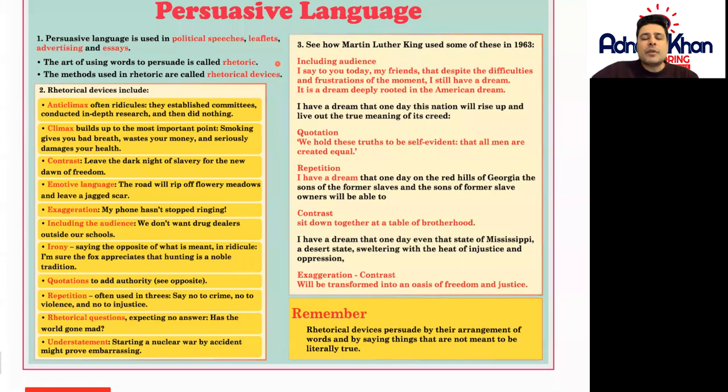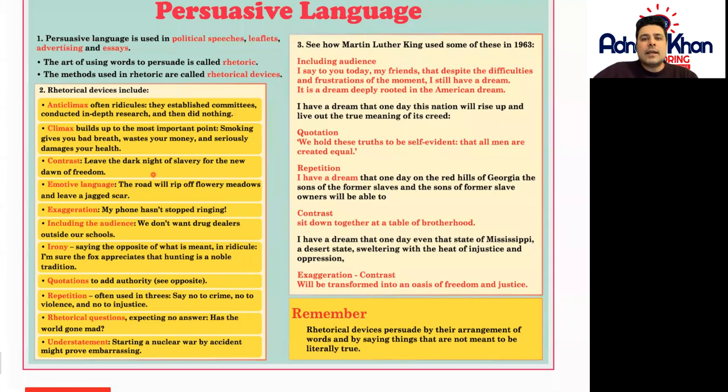So first of all, rhetorical devices include the anticlimax, which often ridicules. They established committees, conducted in-depth research, and then did absolutely nothing. Climax. A climax builds up to the most important point. For example, smoking gives you bad breath, wastes your money, and seriously damages your health. So you can see here that we're using our opinions to persuade people.